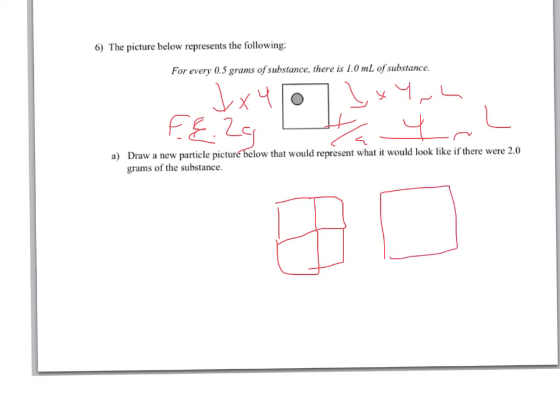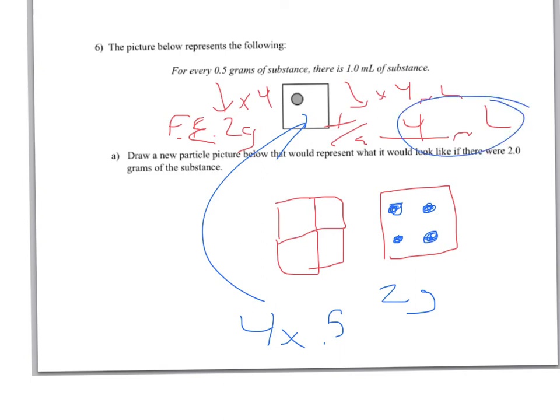And inside of that box, each one of those particles really represents 0.5 grams. So now we have 2 grams, which is 4 times 0.5 from this. And we have 4 milliliters because we started with this box representing 1 milliliter. So 2 grams and 4 milliliters.